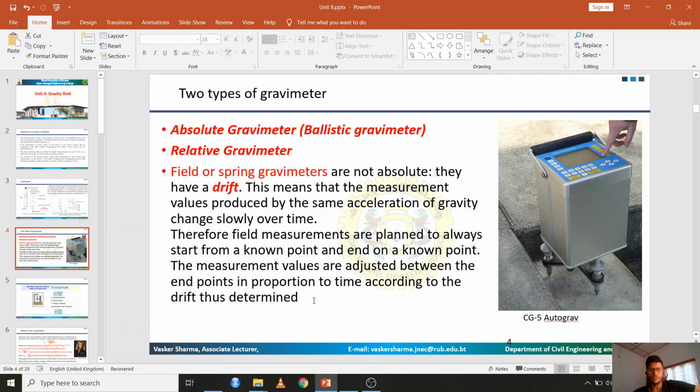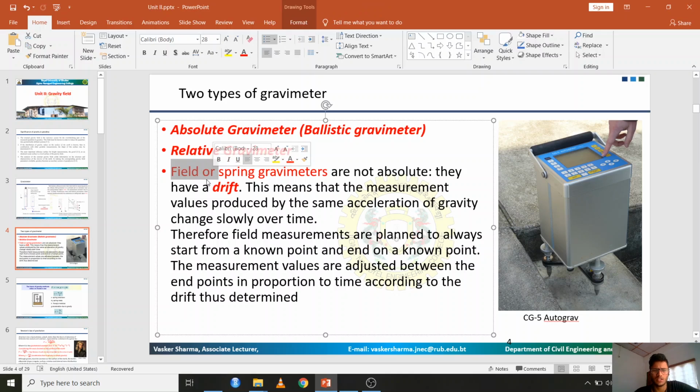So field or spring gravimeters are not absolute. This is one of the kinds of relative gravimeters, and they have a drift. Drift here is basically a technique to get the actual gravity field of Earth, where we try to subtract the drift. Drift basically means that, let's say, we measure the gravity at a certain point at a certain place.